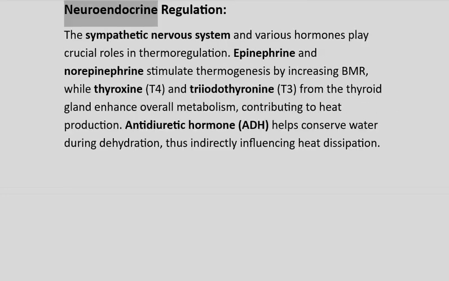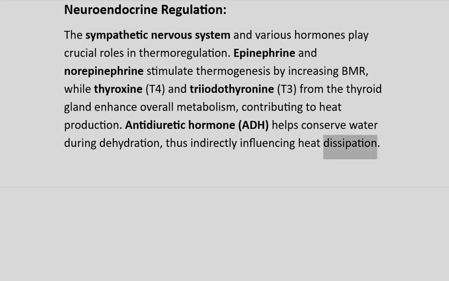Neuroendocrine regulation. The sympathetic nervous system and various hormones play crucial roles in thermoregulation. Epinephrine and norepinephrine stimulate thermogenesis by increasing BMR, while thyroxine, T4, and triiodothyronine, T3, from the thyroid gland enhance overall metabolism, contributing to heat production. Antidiuretic hormone, ADH, helps conserve water during dehydration, thus indirectly influencing heat dissipation.